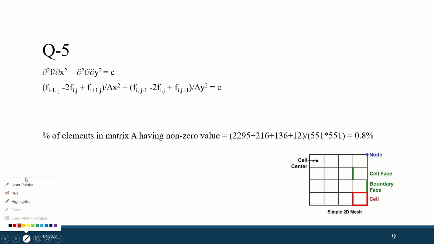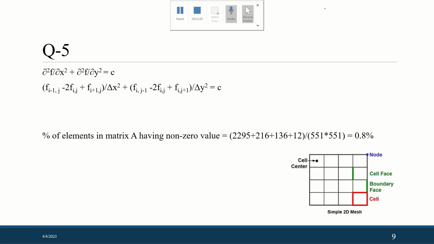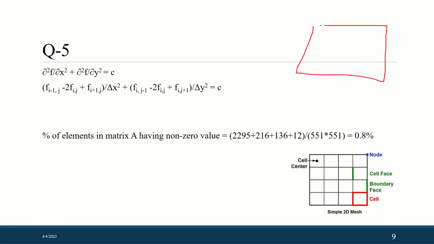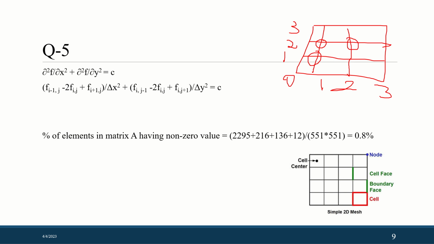Now for this, we'll just have a smaller grid for our understanding. So in this, we are having 0, 1, 2, 3, and similarly we have 1, 2, and 3, right? So we will be writing equations for this point and this point and this point and this point. So we will be having four equations. This was what we saw in the last section also.